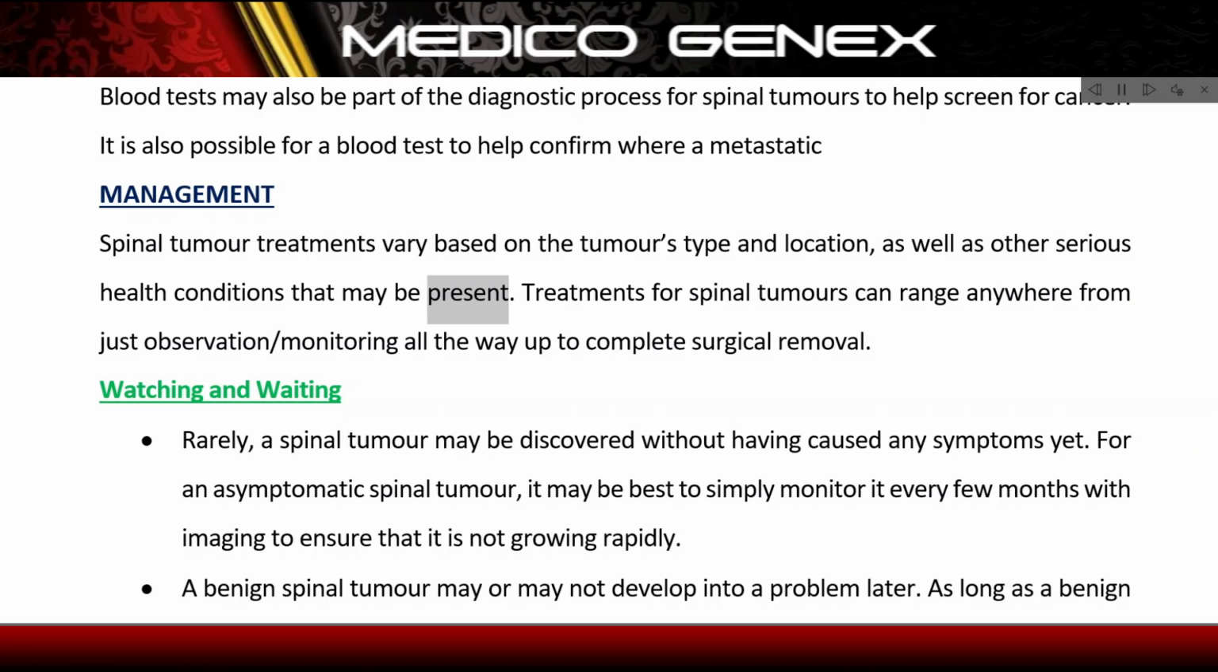may be present. Treatments for spinal tumors can range anywhere from just observation monitoring all the way up to complete surgical removal. Watching and waiting. Rarely, a spinal tumor may be discovered without having caused any symptoms yet. For an asymptomatic spinal tumor, it may be best to simply monitor it every few months with imaging to ensure that it is not growing rapidly.